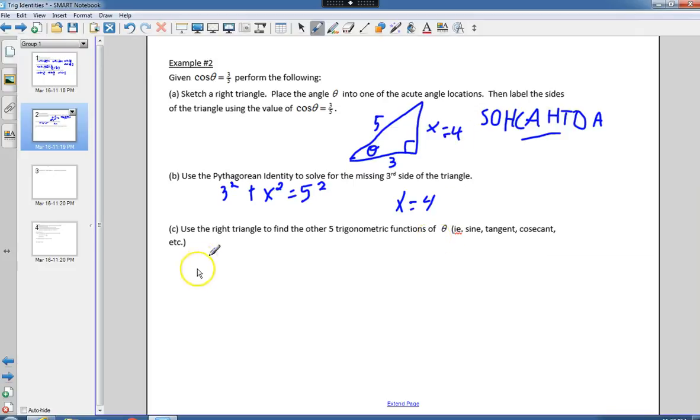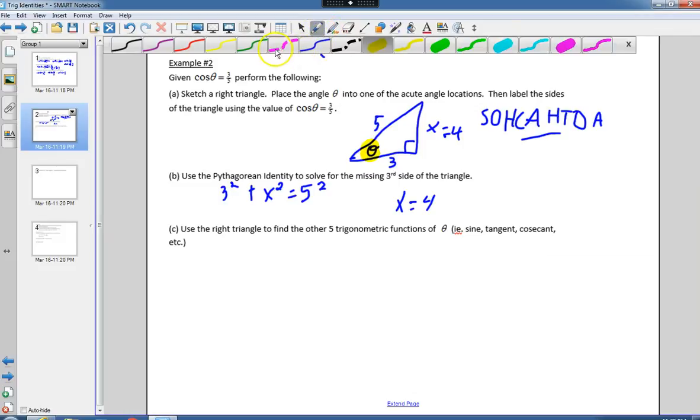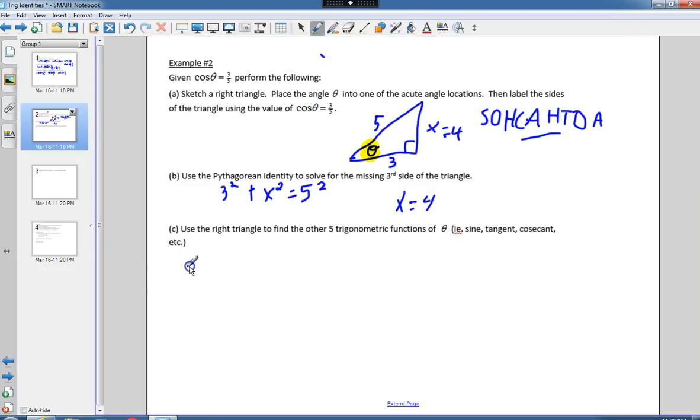All right, so then part C asks for us to use the right triangle to find the other 5 trigonometric functions of theta. We're going to be working from this particular angle, and we're going to have to solve for sine, tangent, cosecant, secant, and cotangent of the angle theta. We already have cosine of theta, and perhaps it would make the most sense to calculate sine and tangent first, because those are what you're more familiar with.